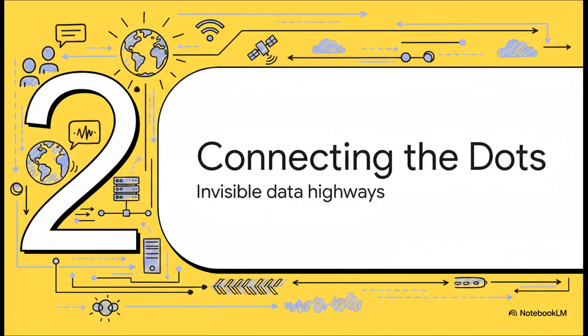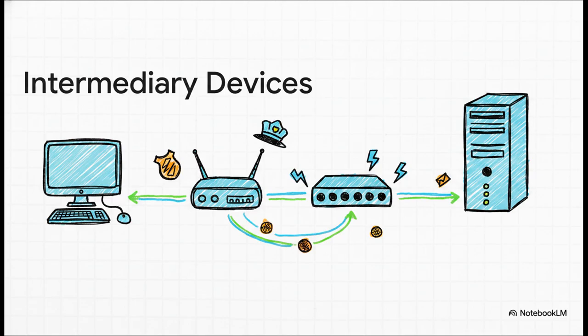Moving right along to Section 2, connecting the dots, the invisible highways of data. Okay, so we know who is talking. Now let's talk about the invisible highways that actually make that conversation happen across the planet. Between your client and the server lies this incredibly complex maze managed by intermediary network devices. Think of these guys as the traffic cops of the internetwork.